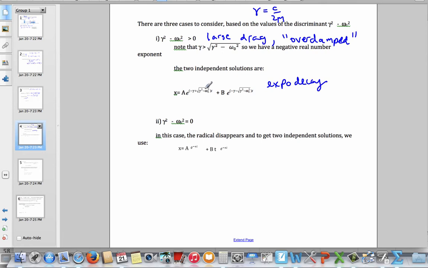Because this negative number is bigger than this positive number. And that means that for your position, it just does something like this. It just goes to 0 pretty quickly, okay?